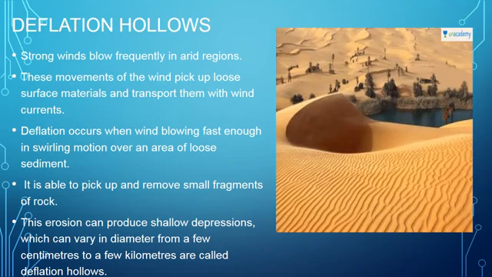Deflation most probably occurs with wind which is blowing fast enough in a swirling motion. Swirling motion means in a circular way. So it is able to pick up and remove small fragments of rock, and this erosion can produce a shallow depression which can vary in diameter from a few centimeters to a few kilometers, also called a deflation halo. The extent of these deflation halos can range from a few centimeters up to kilometers, depending on the velocity of the wind.